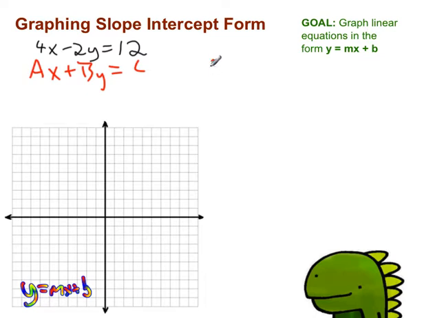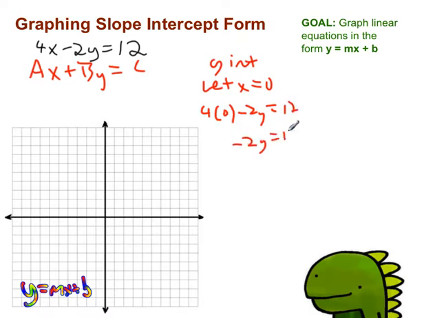So let's find our y-intercept, and let's let x equal 0. If we do that, then we will have 4 times 0 minus 2y equals 12. So negative 2y equals 12. And we'll have y equals negative 6 for a point of 0 comma negative 6. That's a bad 0 right there.